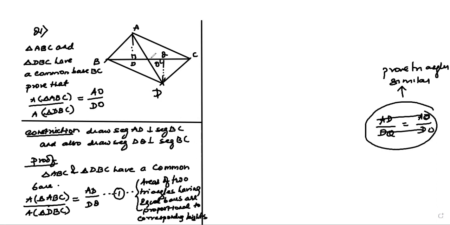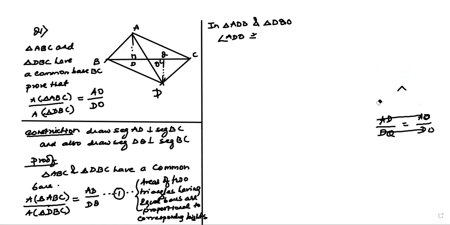So naturally, children, look at these two triangles. I'll prove these two triangles similar: triangle ADO and triangle DQO. Just have a look at these two triangles. Do you agree, children? Angle ADO is congruent to angle DQO. What's the reason, children? The reason is very simple.